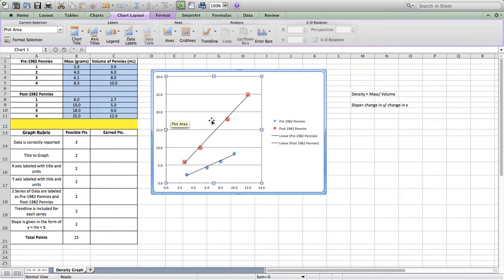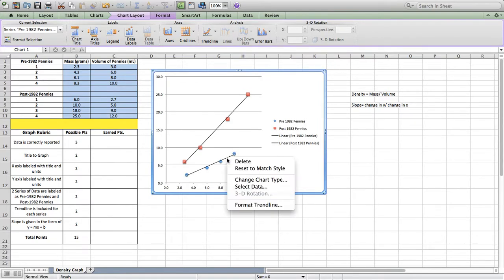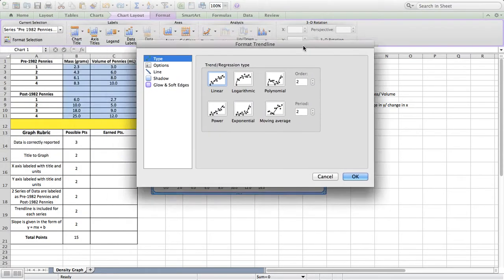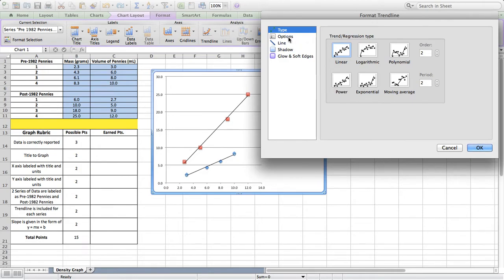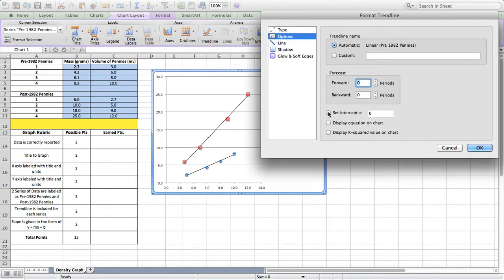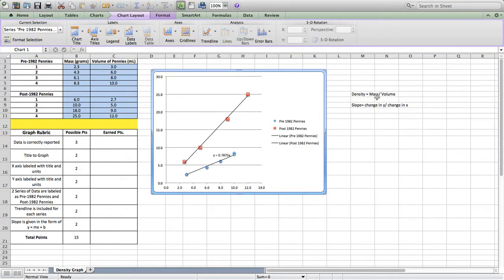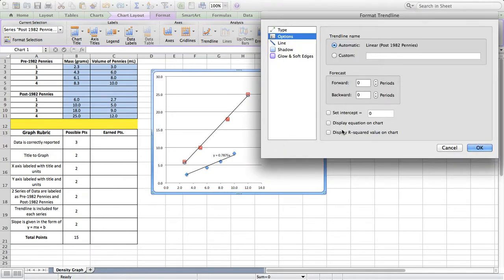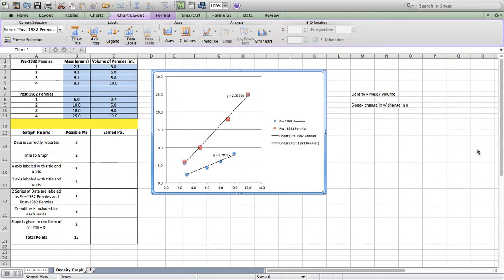So let's continue on. Next thing we're going to do is we're actually going to click on the trend line, right click, and hit Format Trend Line. Here's where my math people are going to love this. Next, click on Options. And right down here, we want to display equation on chart. We're going to set that intercept to 0 and then hit OK. And let's do the same thing for the other one. Go ahead and right click it, Format Trend Line, Options, Display Equation on Chart, and we're going to go ahead and set that intercept to 0 and hit OK.